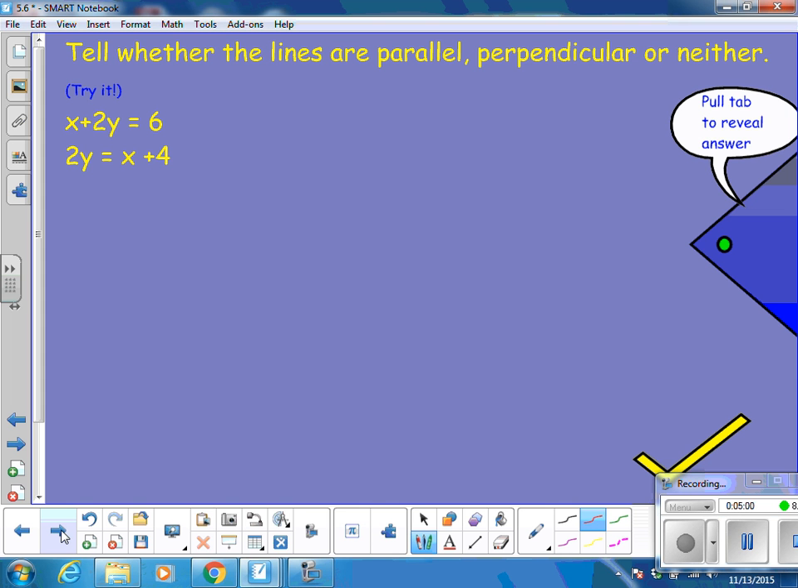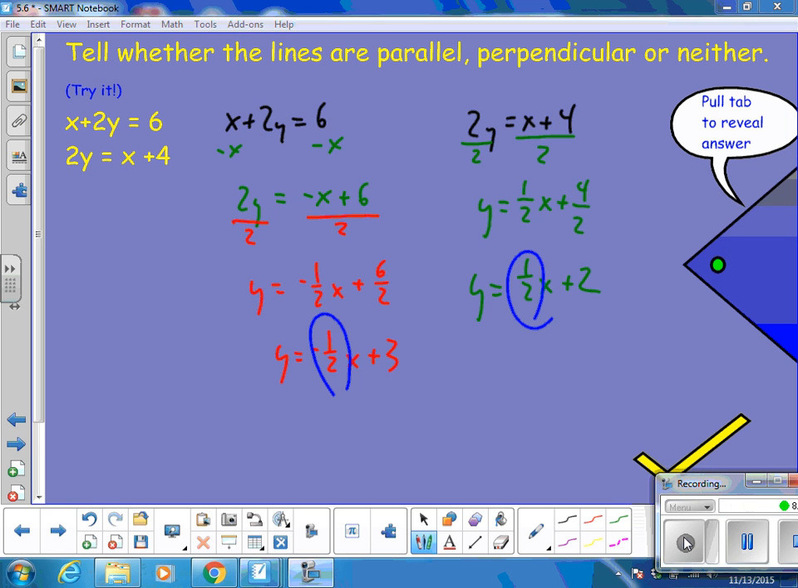Ooh, I want you to try it. Here's two equations where you work them out, find their slopes on each one to help you see if they are parallel, perpendicular, or neither. Press pause.